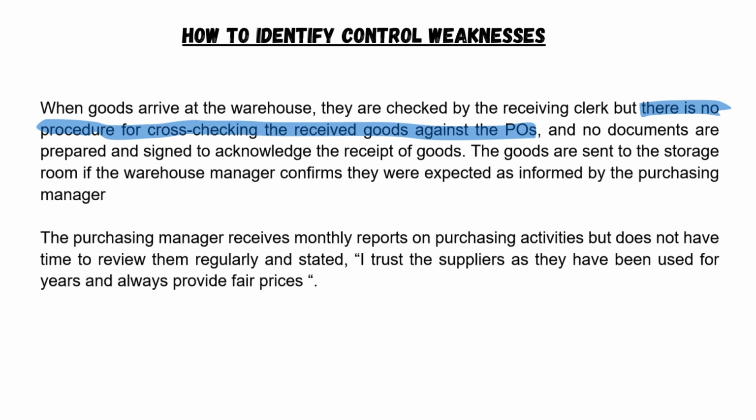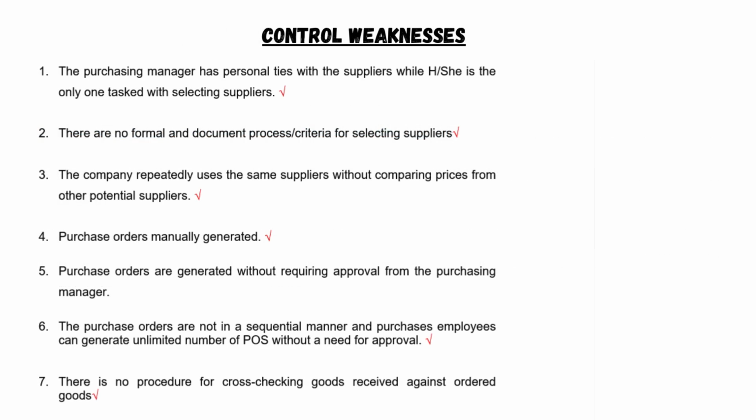Another issue that we're noticing is that there is no procedure for cross-checking goods that we've received against the goods that we've ordered. We can end up, for example, receiving incorrect goods or even incorrect quantities, because the purchase order is going to tell us the number of items that we've ordered. Then when we receive those items, we count them in terms of quantity and quality, and then we compare against the purchase order to say this is the number of items that we've ordered and it's also the correct items that we've ordered. That is not taking place. There is no procedure for cross-checking goods that we've received against the goods that we've ordered.